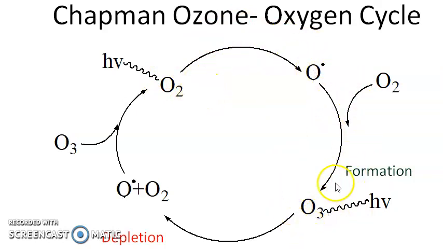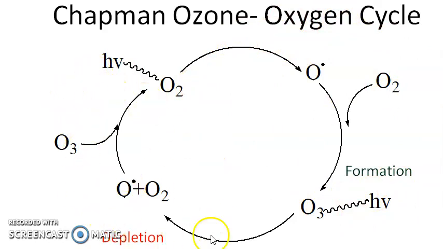Now this ozone, when it absorbs UV radiation, it splits to oxygen free radical and oxygen molecule. This will combine with another ozone molecule and form oxygen. So this is the formation of ozone, this is the depletion of ozone.